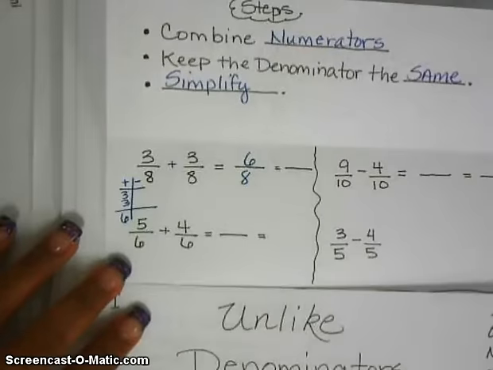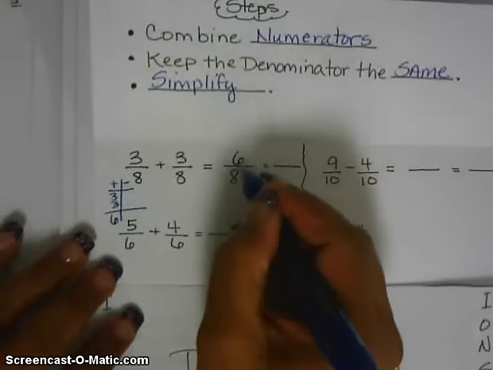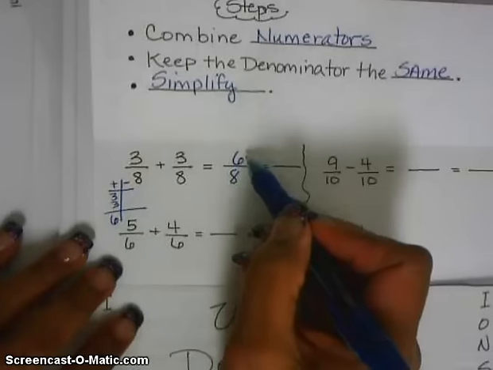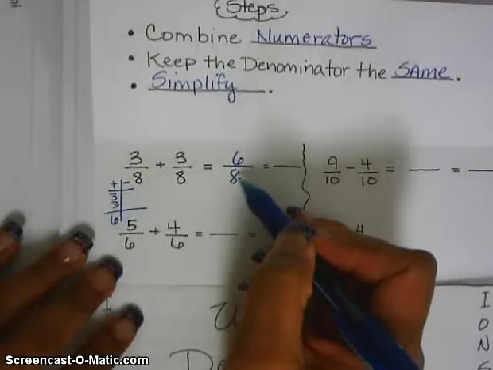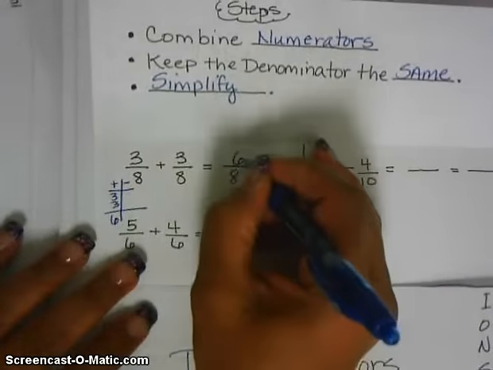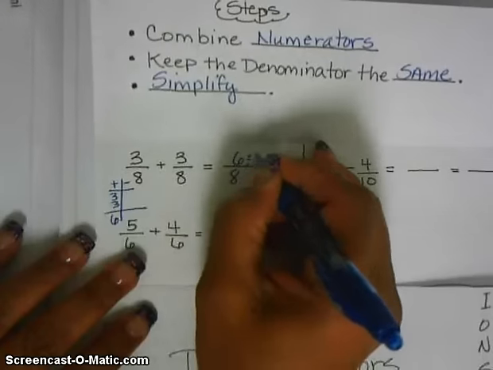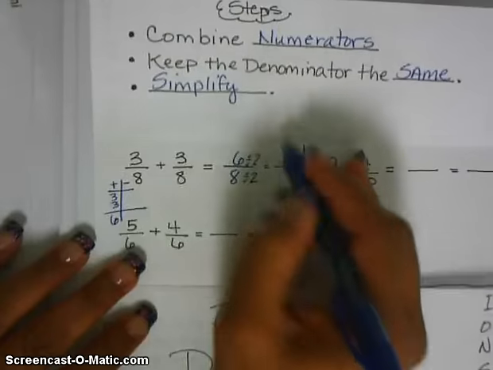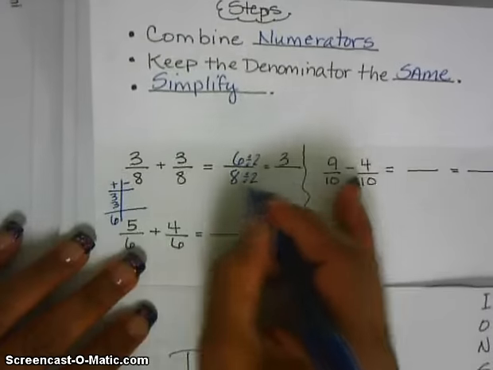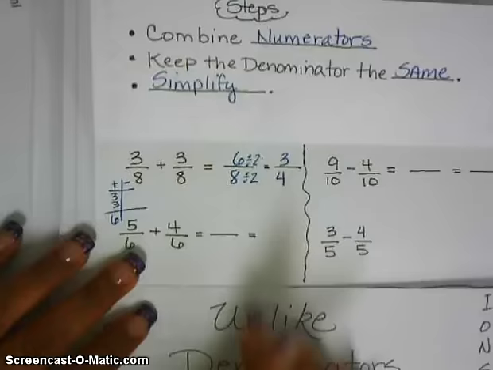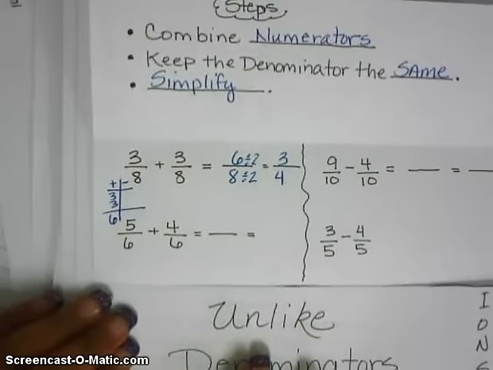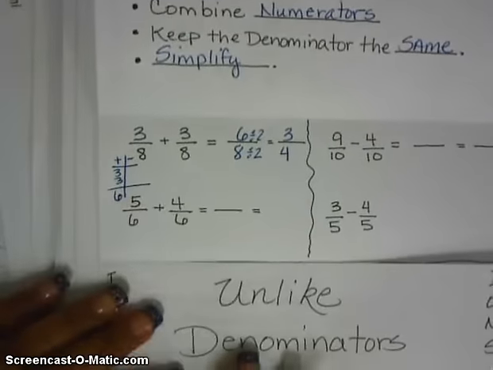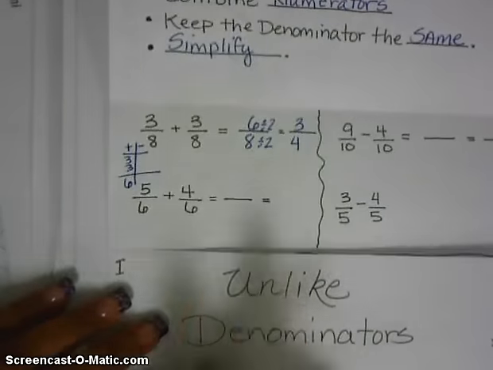And then I'm going to simplify. When you simplify, you want to divide the numerator and the denominator by a common factor. And so I'm going to divide both by 2. 6 divided by 2 gives me 3. 8 divided by 2 gives me 4. And so my fraction simplified is 3/4. Okay, so now let's look at the second example.